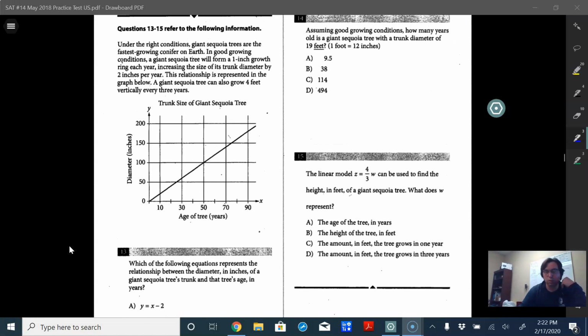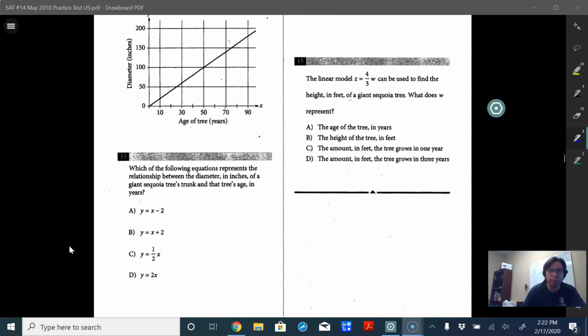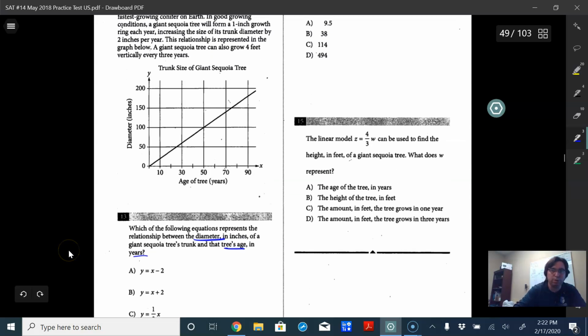Okay, so let's look at number 13 here. What we can see is this is which of the following equations represents the relationship between the diameter in inches of a giant sequoia tree and that tree's age in years. So let's just make sure we're comparing the same things. Here we see the diameter and we see the age of the tree in years. So we see, okay, yes, we're good here.